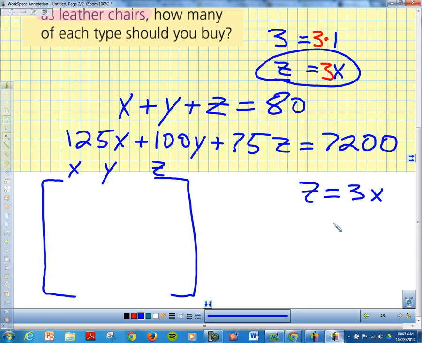Who said that? Subtract 3x. Good job. Nobody will take credit. So I want to subtract 3x from both sides.